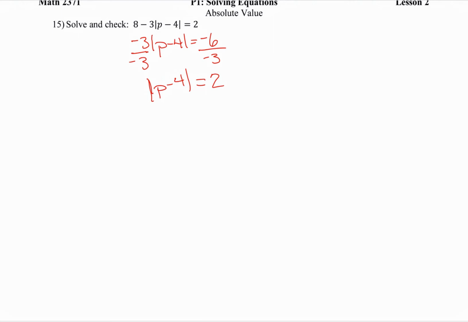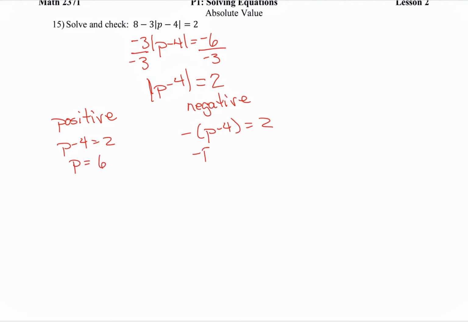So now I'm going to break it into my positive equation, which is p minus 4 equals 2, and my negative equation, which is negative parentheses p minus 4 equals 2. So p equals 6, and negative p plus 4 equals 2. So negative p equals negative 2. So p equals 2.